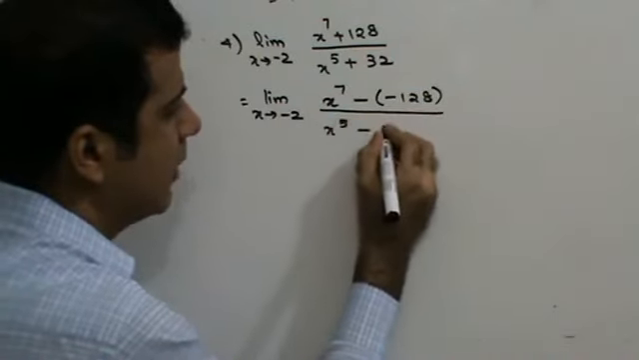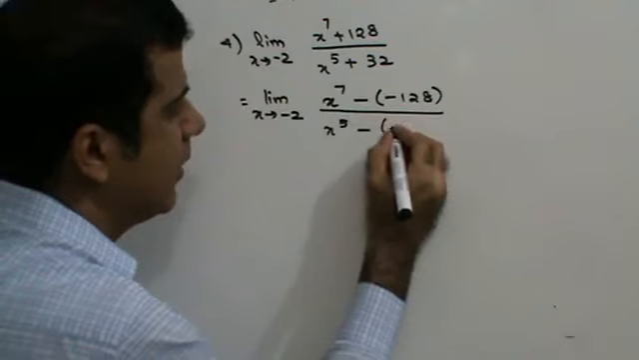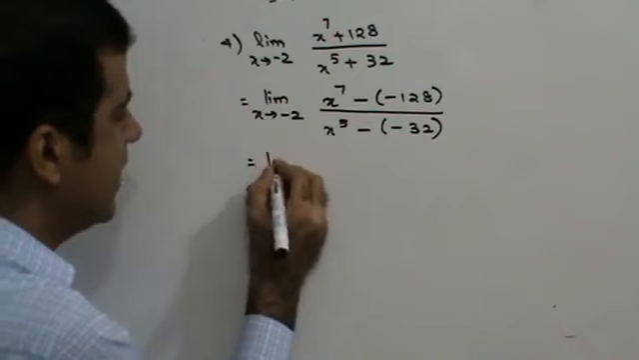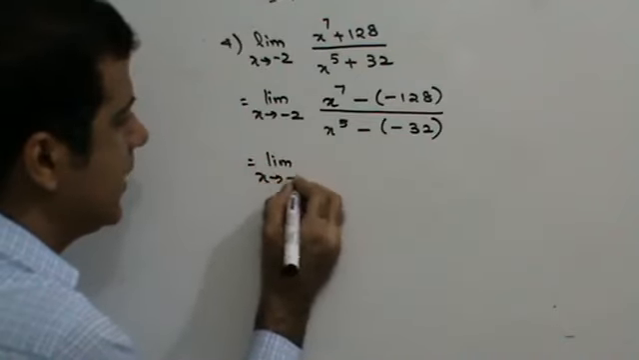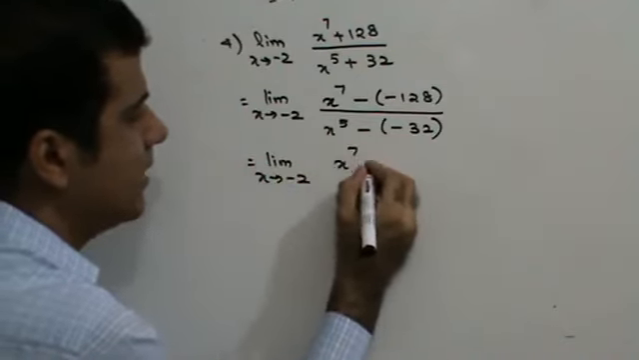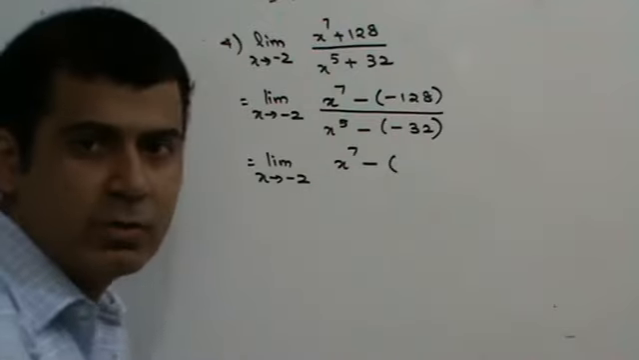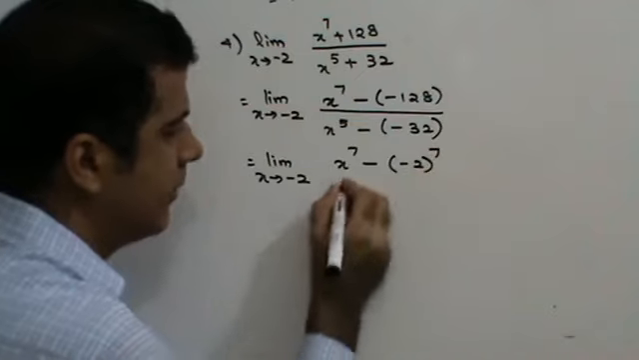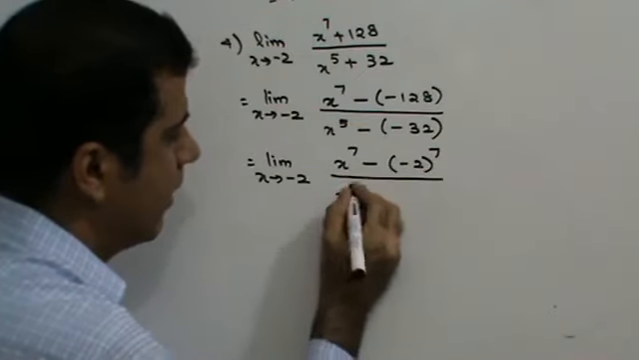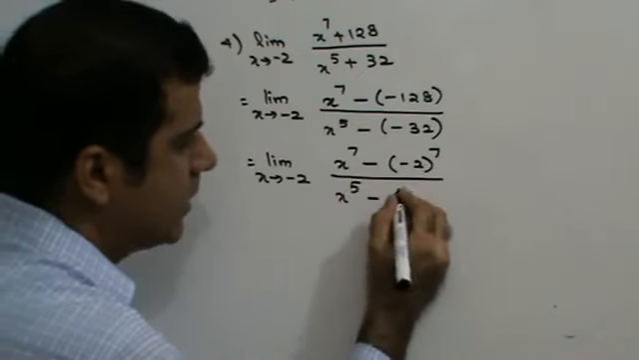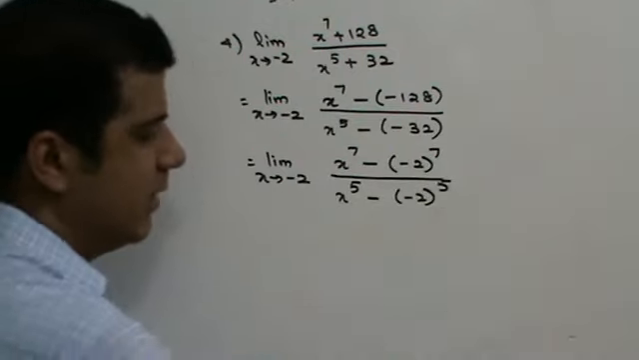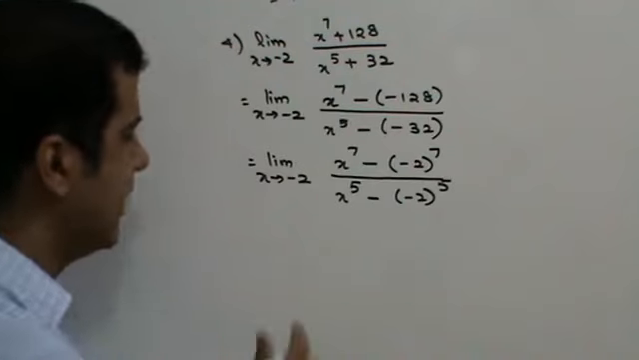Similarly, 32 can be written as minus of minus 32. This can be written as the limit of x tends to minus 2, x raised to 7 minus 128, where 128 can be written as minus 2 raised to 7. Similarly, minus 32 can be written as minus 2 raised to 5. Same thing, divide the numerator and denominator by the same number.